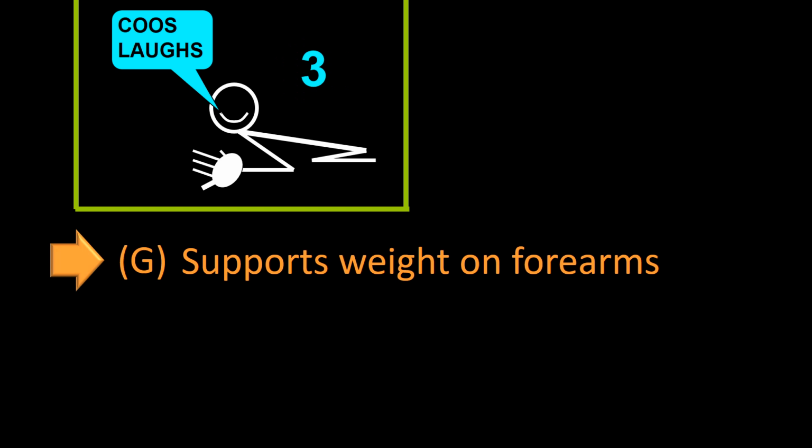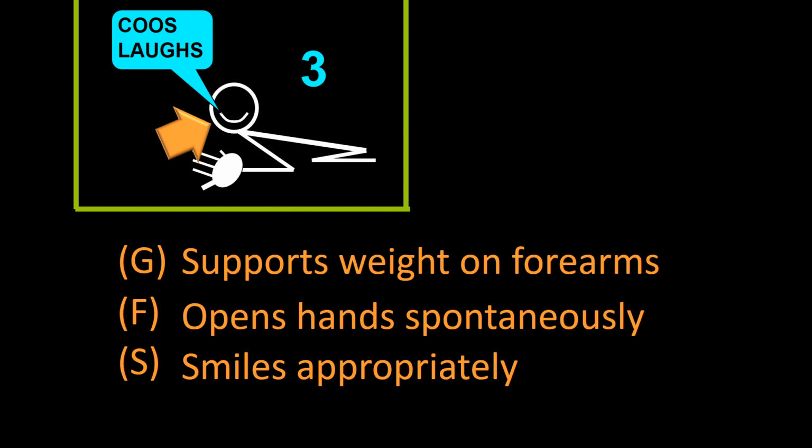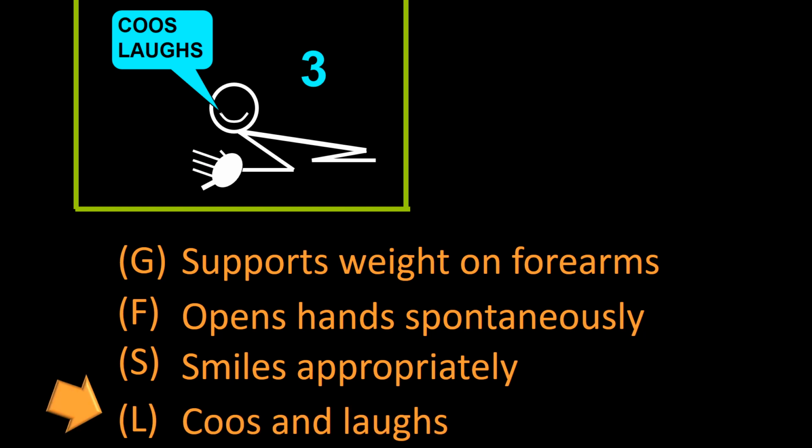At 3 months of age, the developmentally appropriate infant should, in the gross motor area, support his or her weight on the forearms. In the fine motor area, open hands spontaneously. In the social area, smile in response to a smile or to get the examiner's attention. In the language area, coo spontaneously or again to get the examiner's attention.